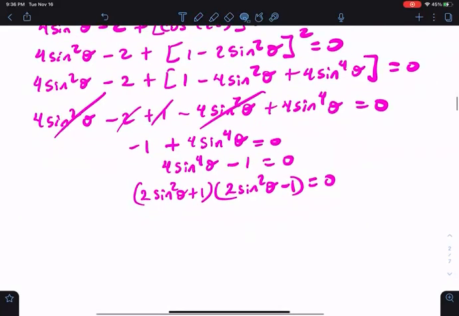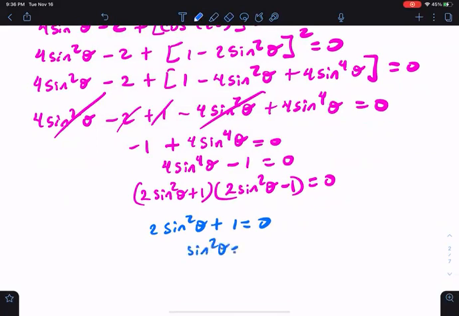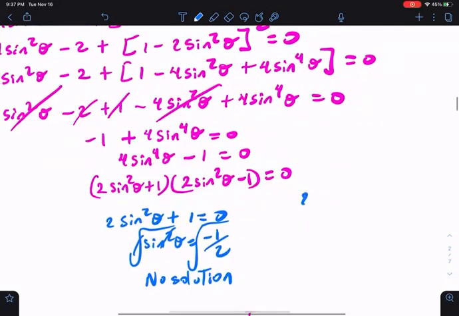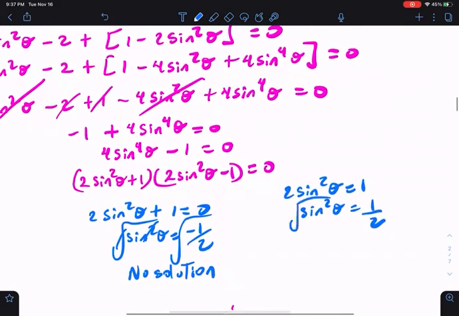So now you need to set each factor equal to 0. So 2 sine squared theta plus 1 equals 0. This is sine squared theta equals minus 1 over 2. If you take the square root of this, we cannot have a negative imaginary angle. That doesn't make sense, so there's no solution here. However, this one you need to solve. So 2 sine squared theta equals 1. Sine squared theta is 1/2, and then you take the square root and you get sine theta is root 2 over 2.